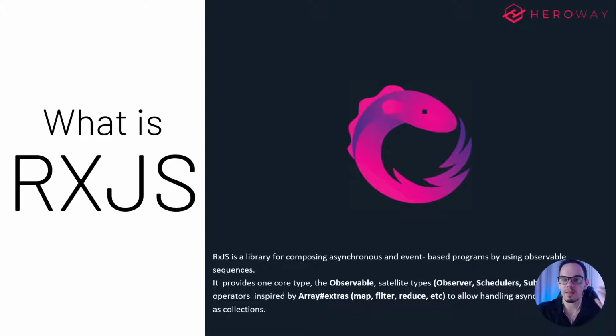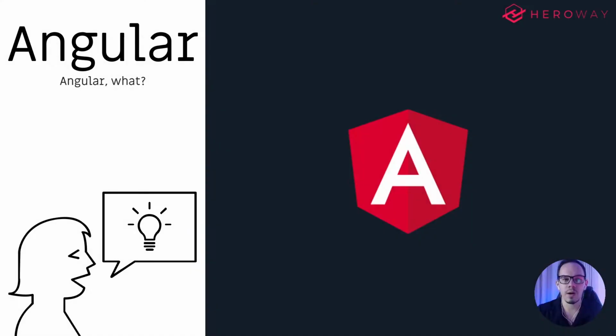So RxJS is a library that helps us to build asynchronous tasks in a much easier, simpler way. Let's get started understanding how RxJS works, and it will be simpler for you to understand what RxJS is. So before we get to the code, let me talk about Angular.